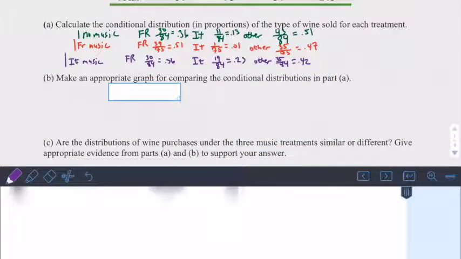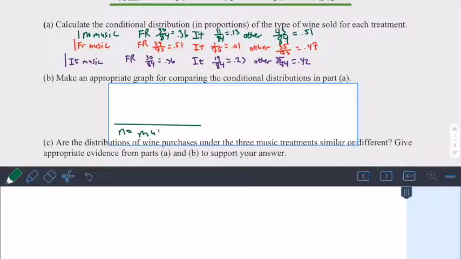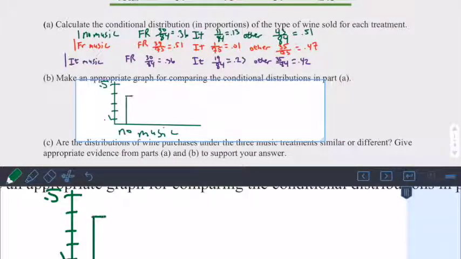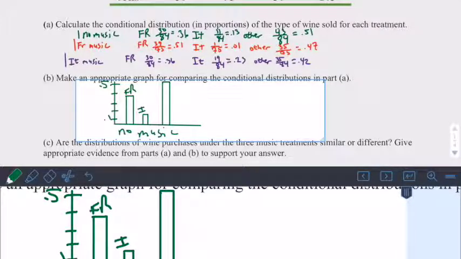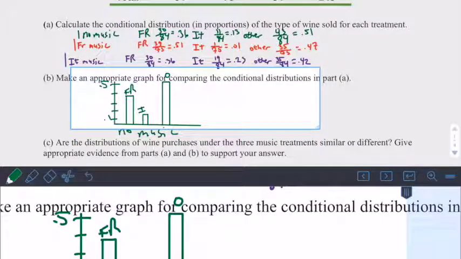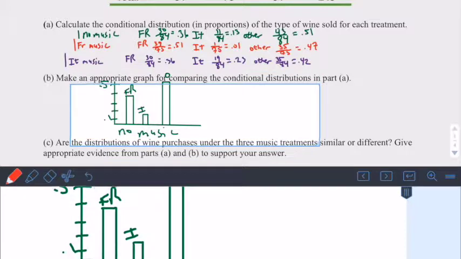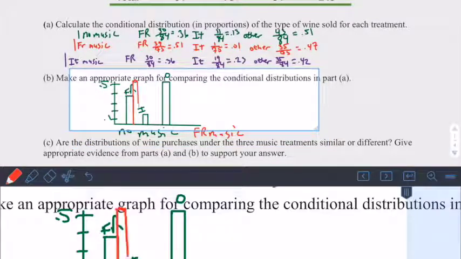So then we can make an appropriate graph for comparing the conditional distribution in part A. We can either make bar graphs, because remember this is categorical data, or we could make stacked bar graphs. I don't really want to do pie charts. Let's do regular bar graphs. So we'll do one for no music. There's our French, there's our Italian, and this is our other. Now I'm going to stack it next to the French in the red. So our French music, and then with our Italian music.